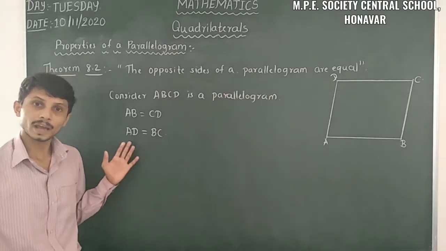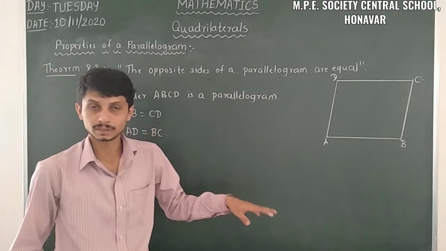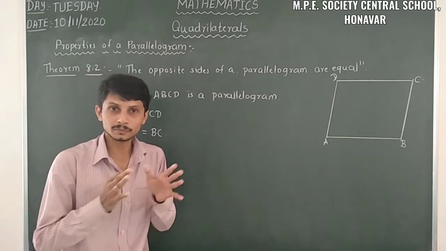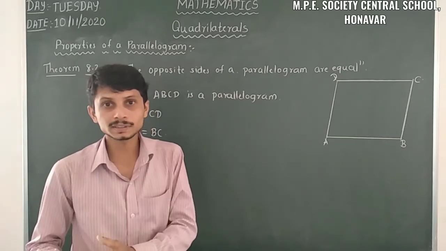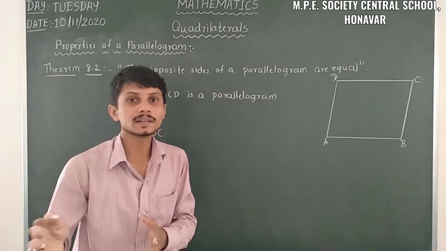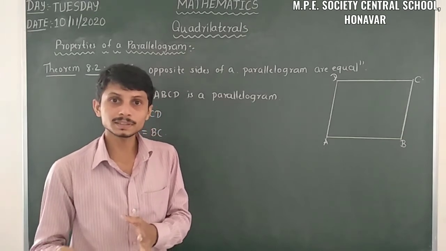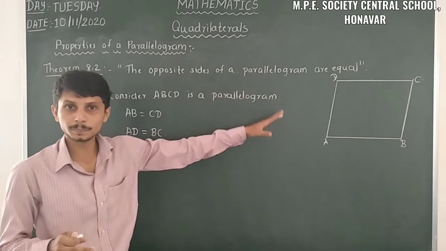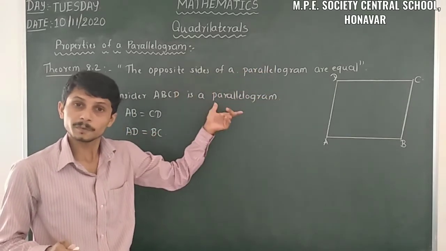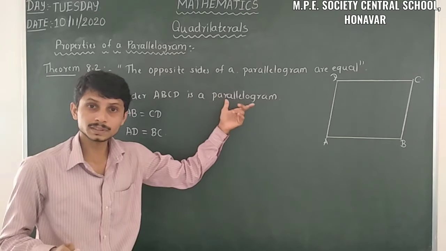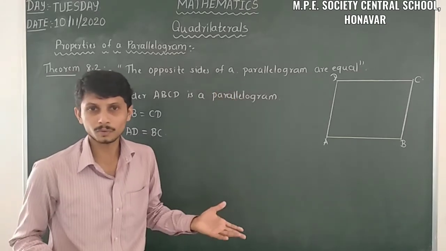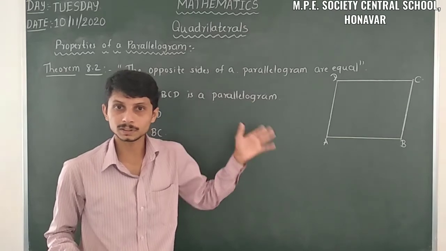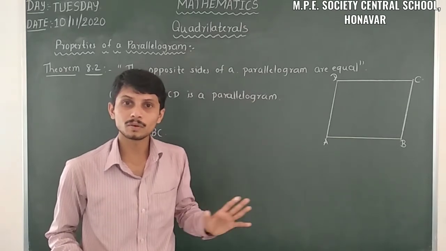Here we have to take the converse of this theorem. A parallelogram is one of the quadrilaterals. In a quadrilateral, if each pair of opposite sides is equal, then it is a parallelogram. That means it is the vice versa condition. That is, if each pair of opposite sides of a quadrilateral, whatever quadrilateral we have, is equal, then it must be a parallelogram. That one we have to prove here.